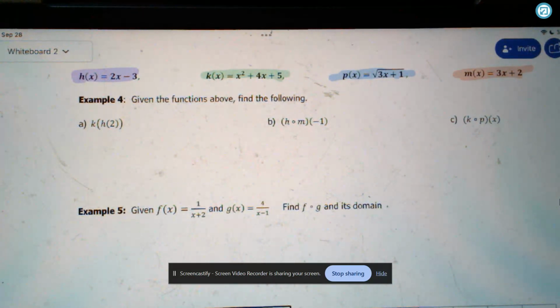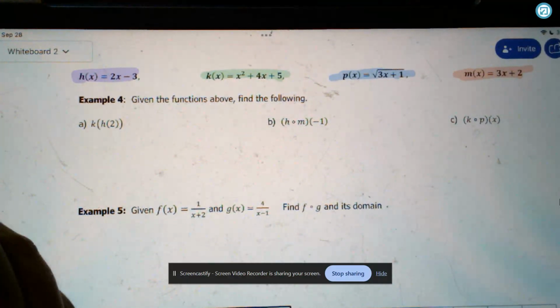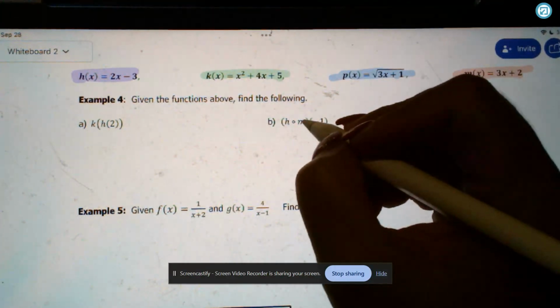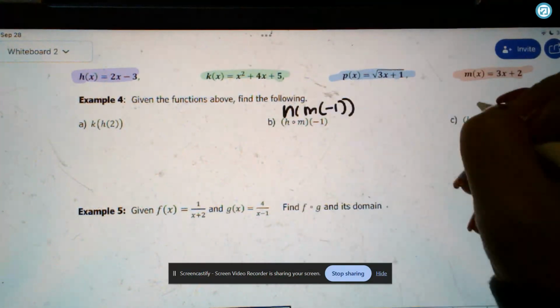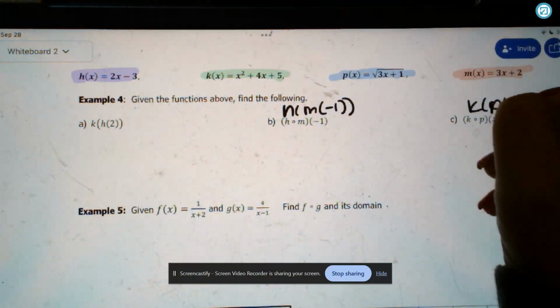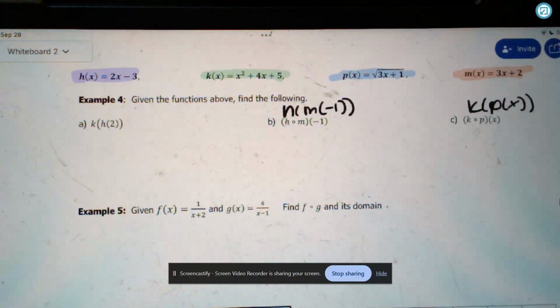All right, so I'm going to do letter A, and then I'm going to give you a few minutes to do letter B and C. B and C, remember, are written the same way. So, again, h of m of negative 1 and k of p of x. All right, so I'm going to start with letter A.